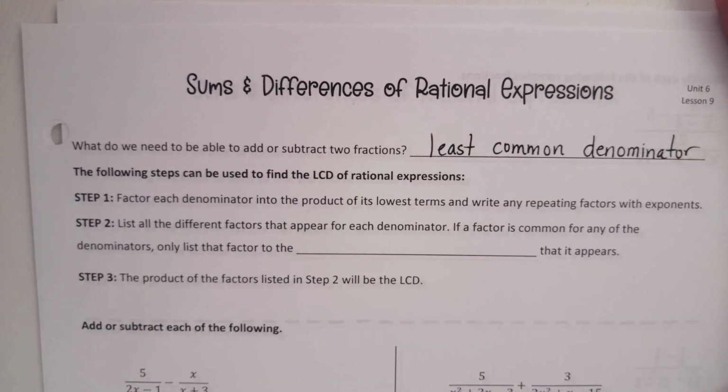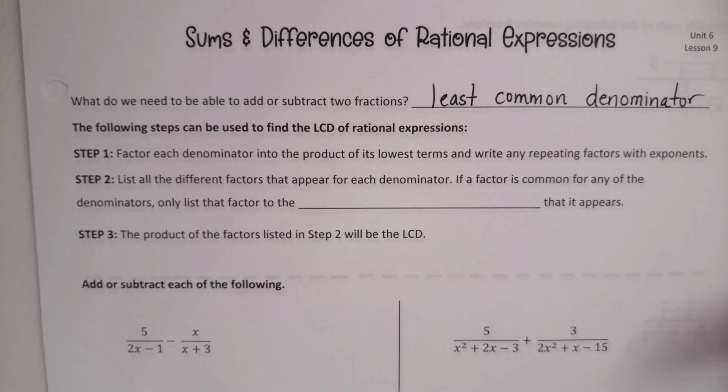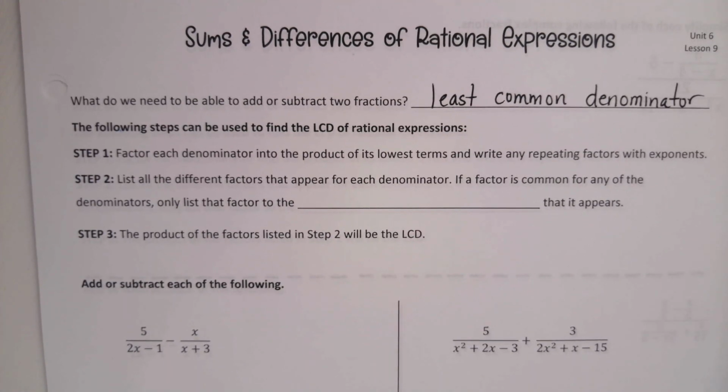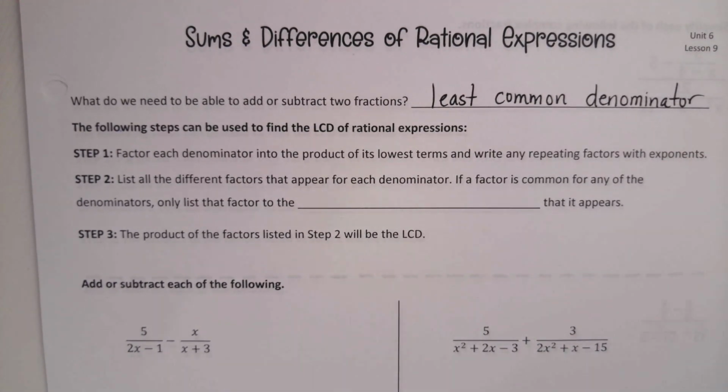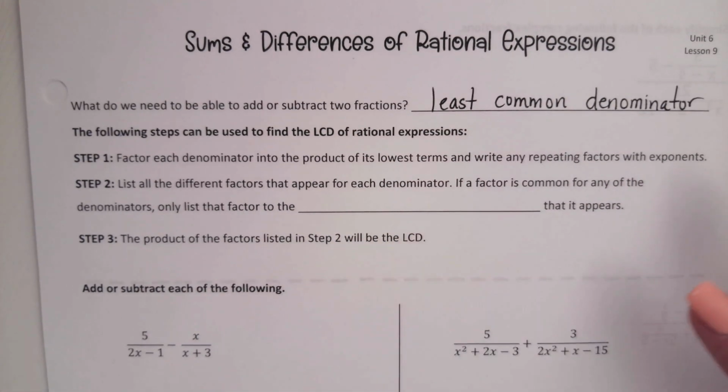Okay. The following steps can be used to find the LCD of rational expressions. This is the hardest part. It's so easy to find a common denominator when you're in 5th grade. You just multiply the numbers. You're done. But that's not what you want to do now. That'll get you a common denominator, but won't give you a least common denominator. And then you'll have this terrible factoring problem that you'll have to do. So we're trying to avoid that by using the least common denominator.